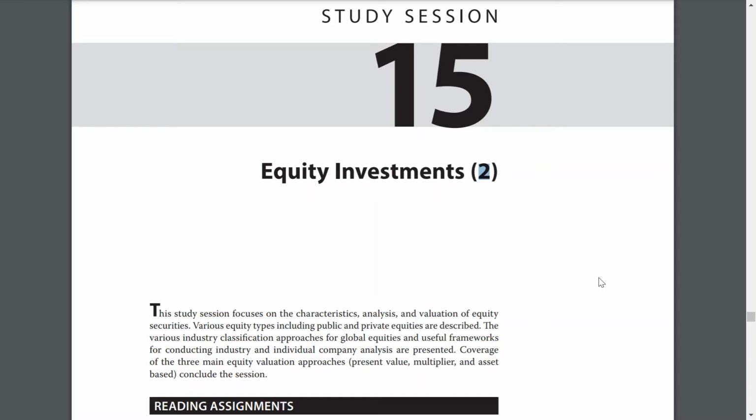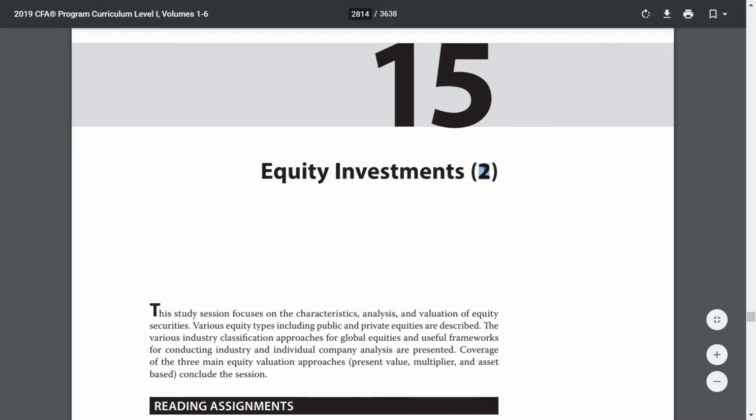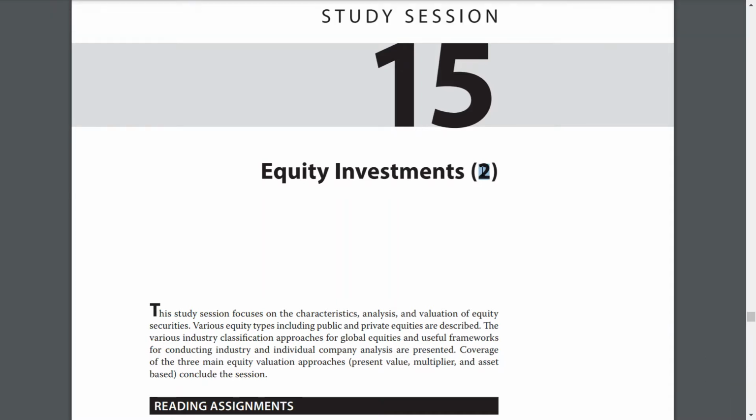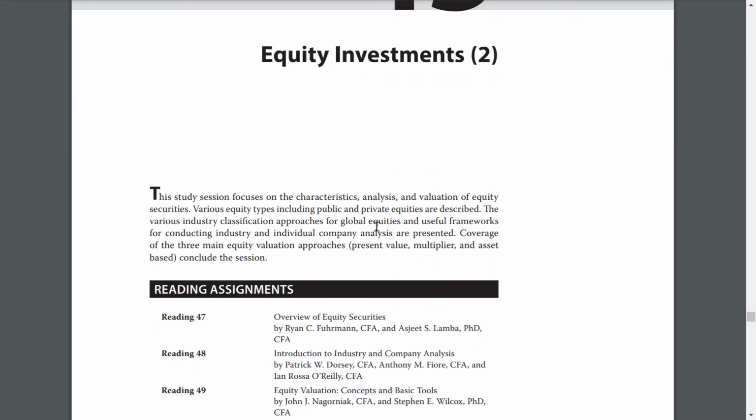All right, let's get into study session 15 around equity investments 2. It's a continuation of the equity investment section. The study session focuses on characteristics, analysis, and valuation of equity securities, various equity types, including public and private equities that are described. Various industry classification approaches to global equities and useful frameworks for conducting industry and individual company analysis are presented. Coverage of the three main equity valuation approaches, present value, multiplier, and asset based, concludes this section.